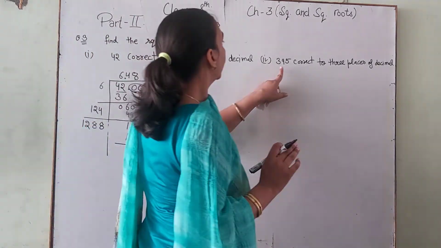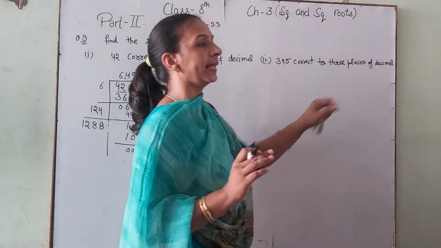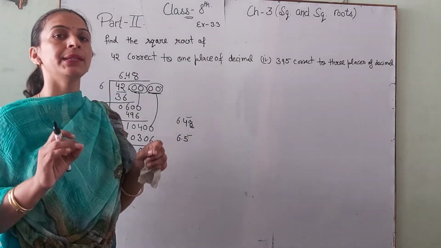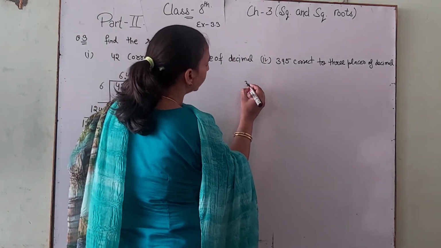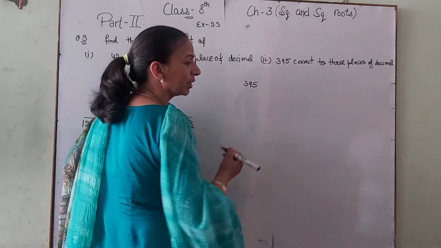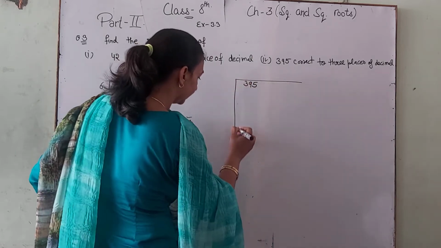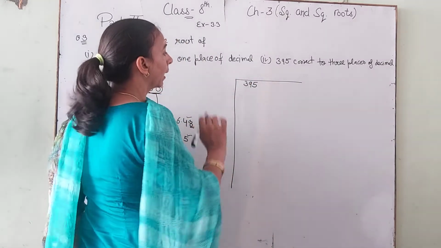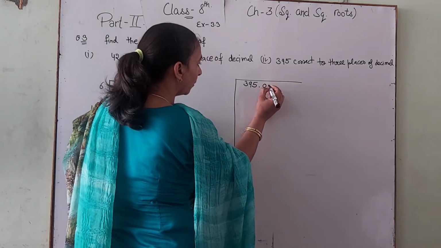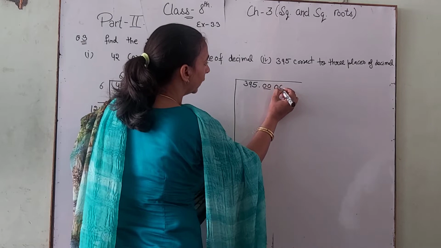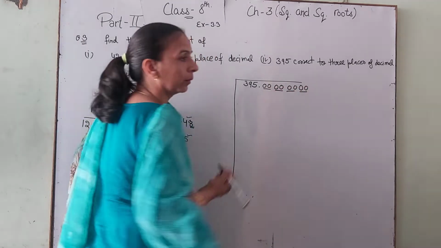Again I say, 395, correct to 3 places of decimal. In this question, 3 places of decimal. So watch carefully, children, in this question all your doubts will be cleared. Okay. There is a point: if we find 3 places of decimal, then we take 4 pairs. 1, 2, 3 and okay.